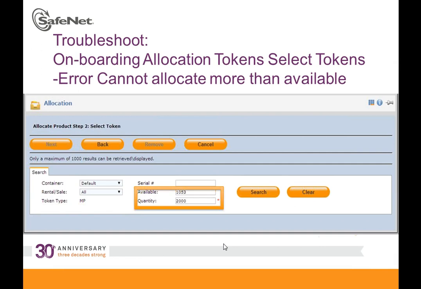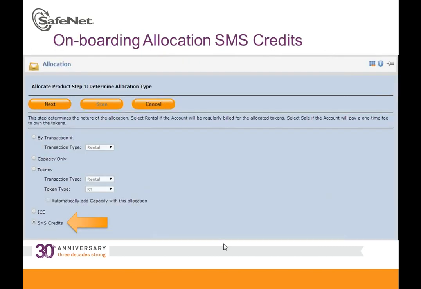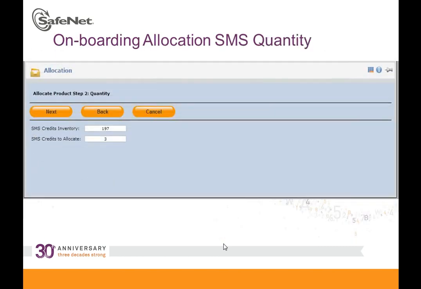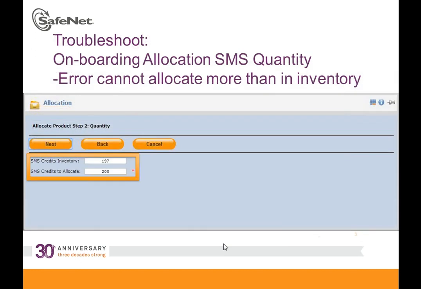Again, if you try to allocate more than it is available, you will see a small red star under quantity, where you cannot allocate more than it is available within the parent company. When we're allocating SMS credits, again, we can go ahead and allocate the amount that is required. If you choose to allocate more than is within your inventory, again, you'll receive a little red star that means that you cannot allocate more than you have inside your inventory.